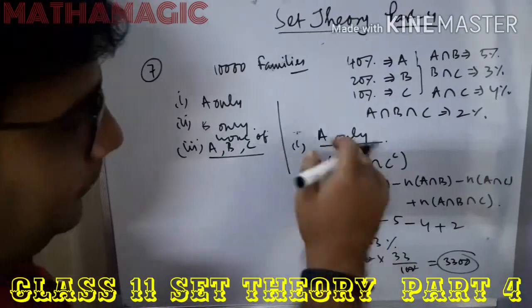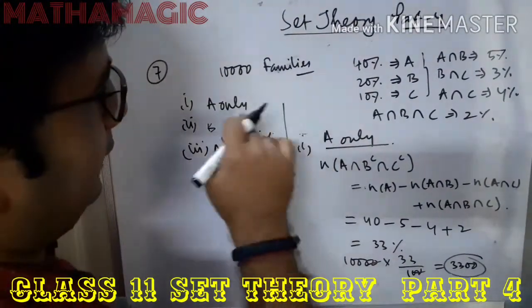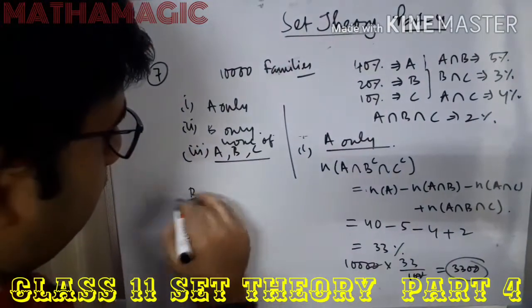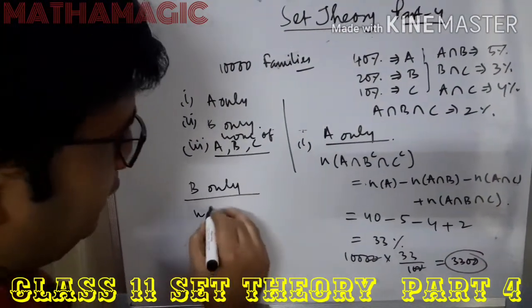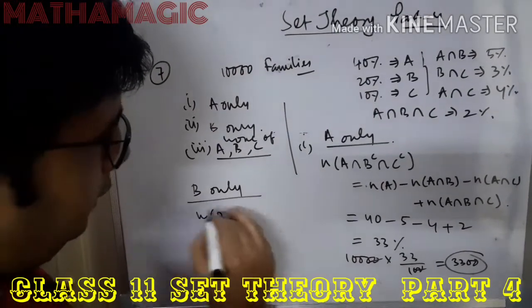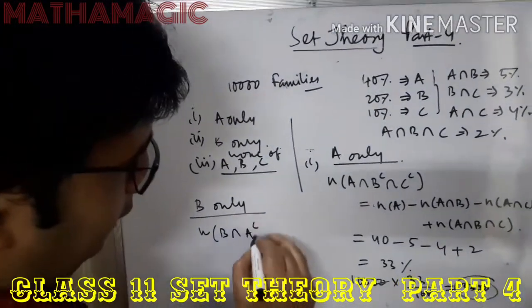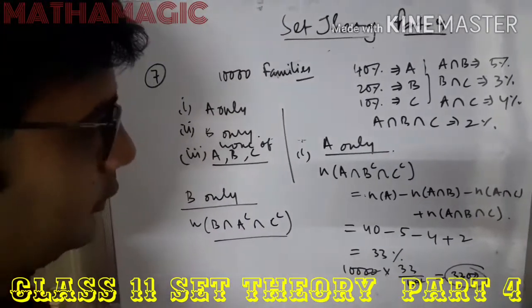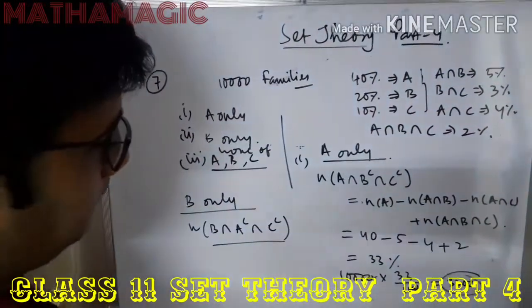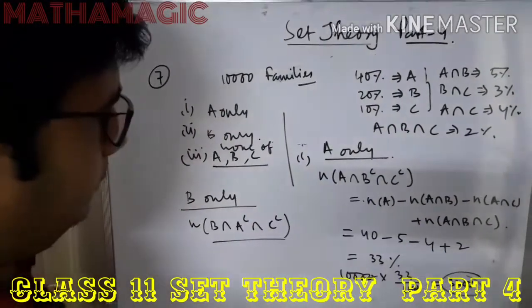The same concept can be used for B. I am not going to do it. You just do it by yourself and check the result. For B, it will be B intersection A complement intersection C complement. Write down the formula by yourself by seeing this formula and do the calculation part.